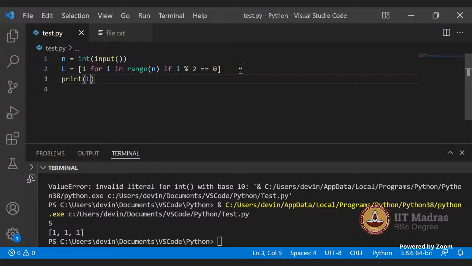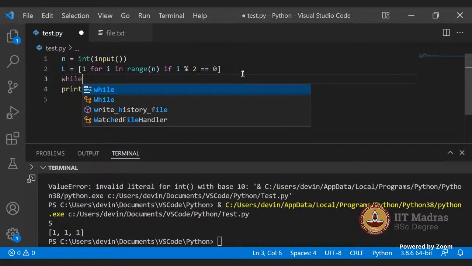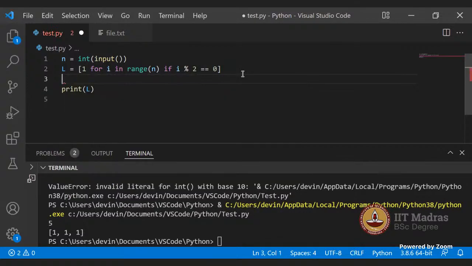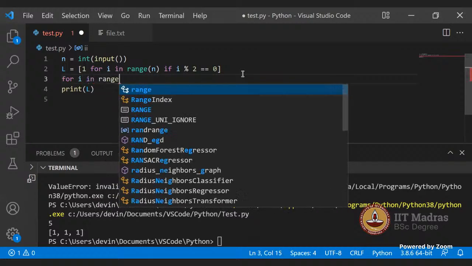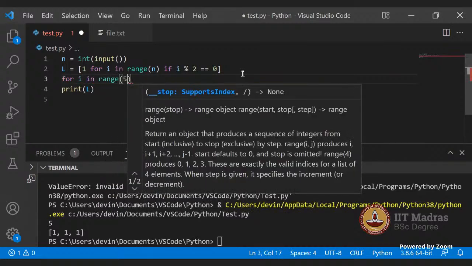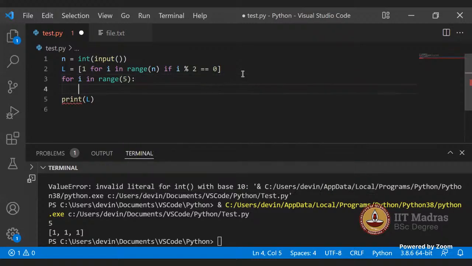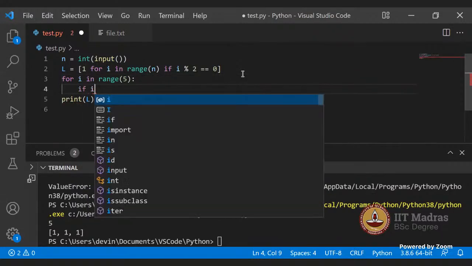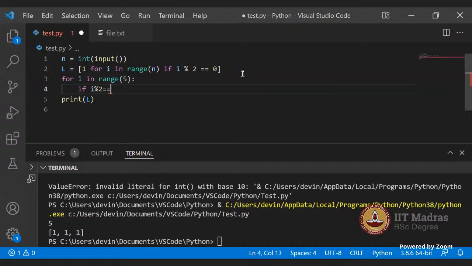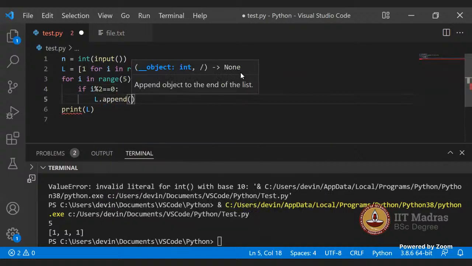This is exactly similar to this one, right? This might be for 0, 2, and 4. Yes, I'll explain that. What we are doing is, if i percentage 2 equals 0, then we are doing L dot append of 1.